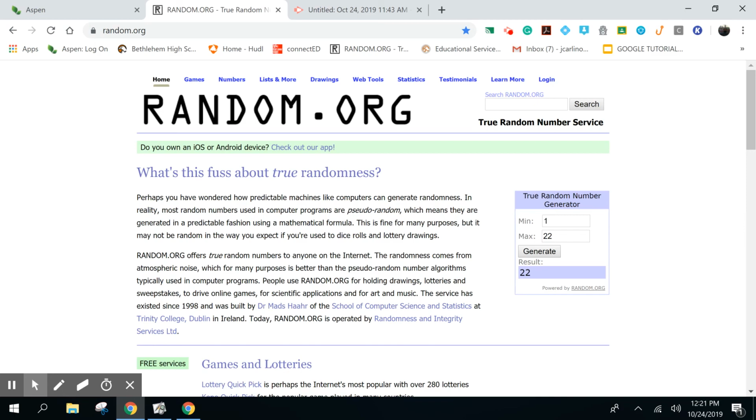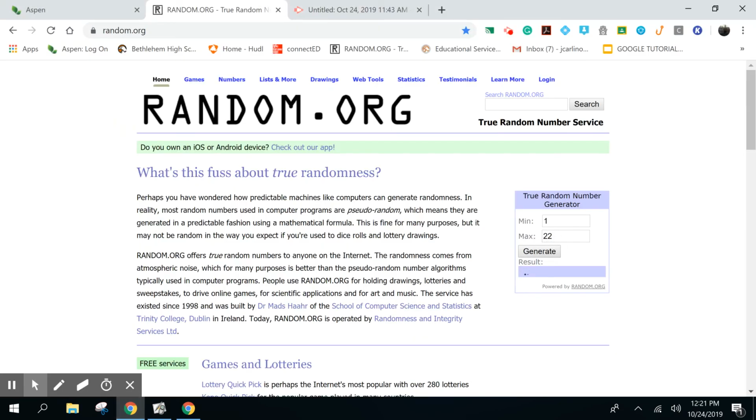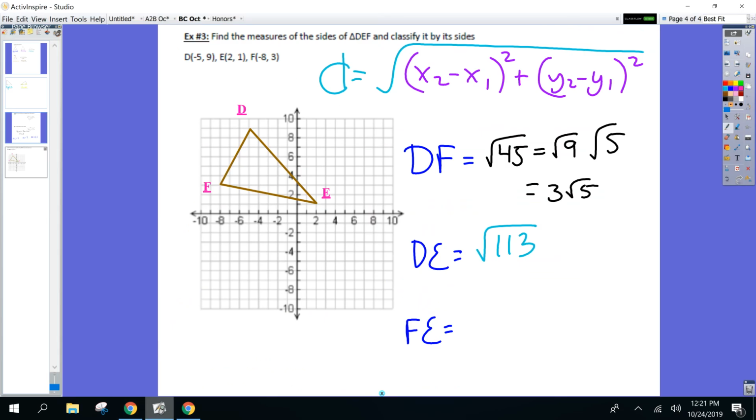DE, square root of 113, that was the one that could not be broken down any further, so I leave it as the square root of 113. And then finally, we're going to FE. Okay, we got the square root of 104 first, and that could be broken down into a perfect square of 4 and radical 26, and that is how the 2 radical 26 was produced.